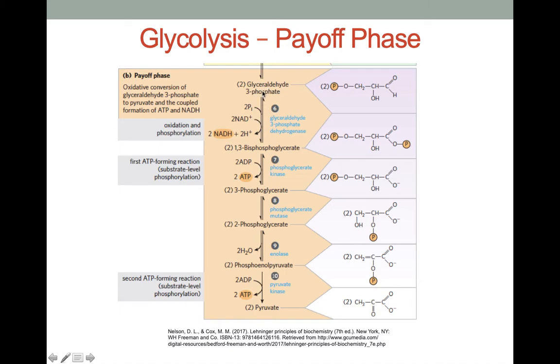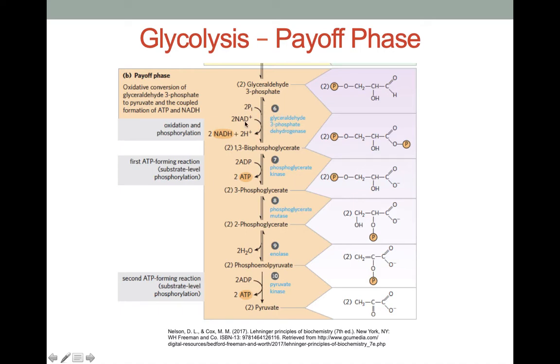So if we read the names, you can read them here again. The enzymes are in blue, and the molecules are here, and it even gives you a picture as to what's going on. I just want to note that there's a 2 in front of all of these because we start with 2 molecules of glyceraldehyde 3 phosphate. Both molecules go through the same process here.